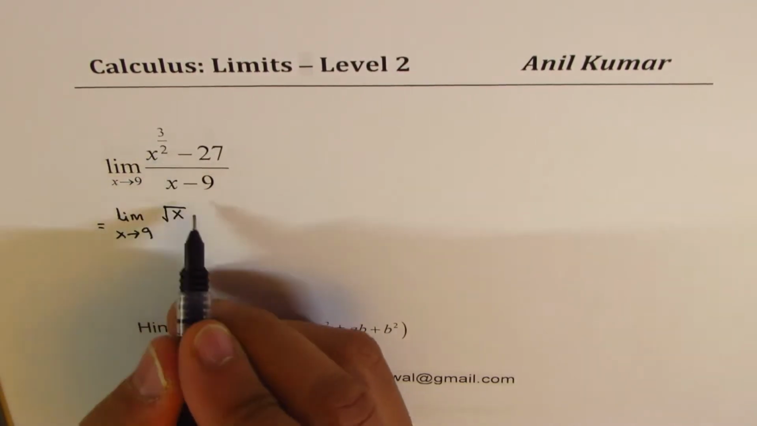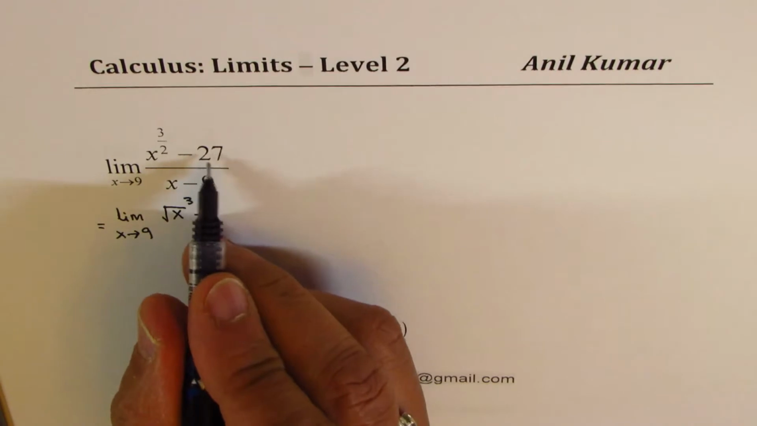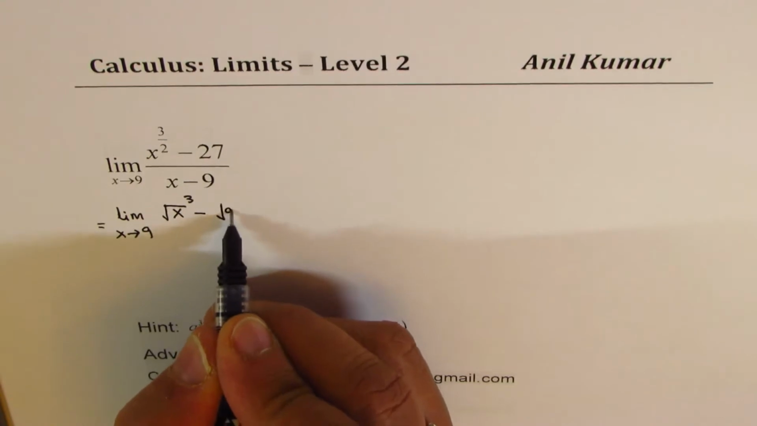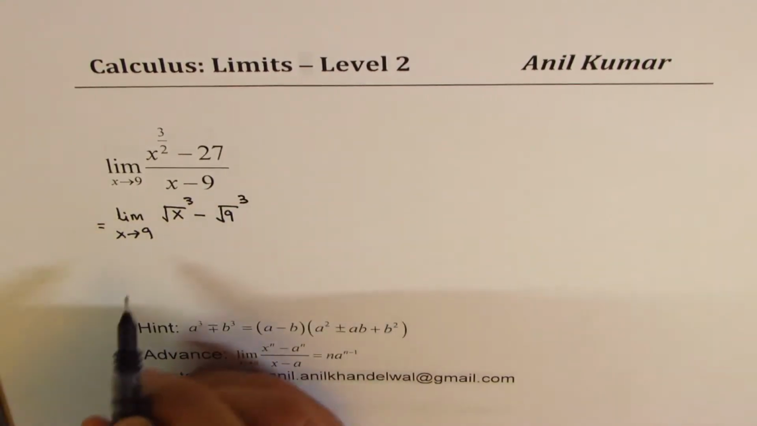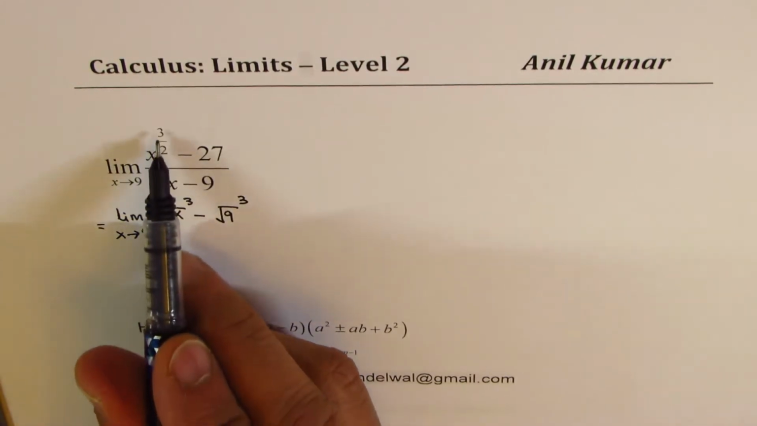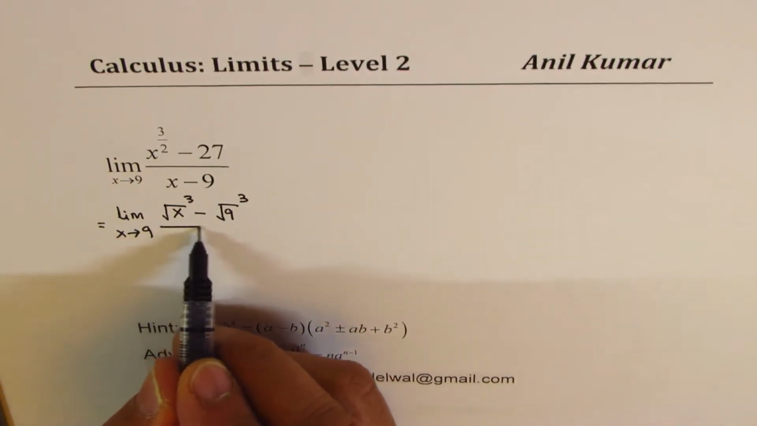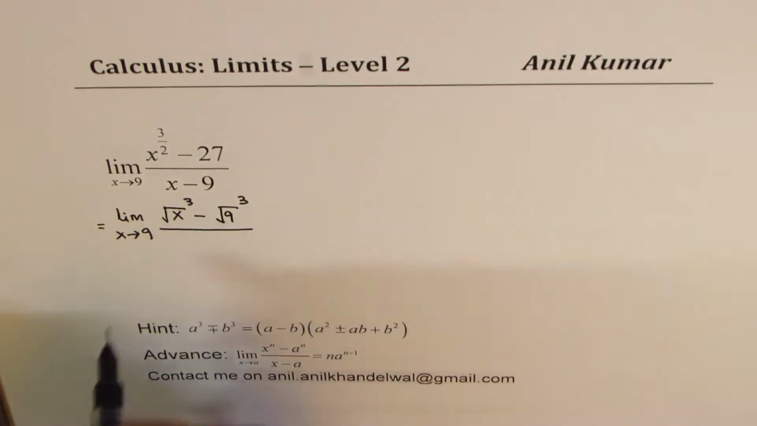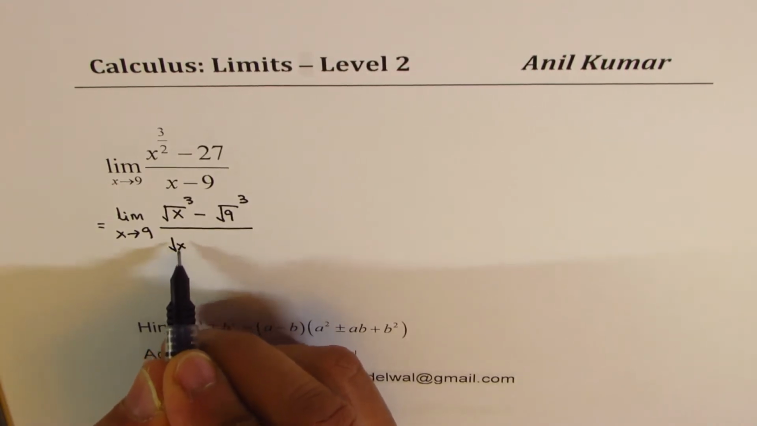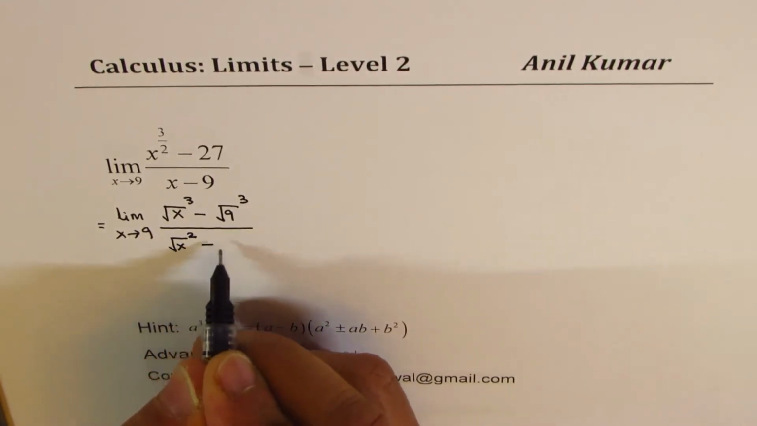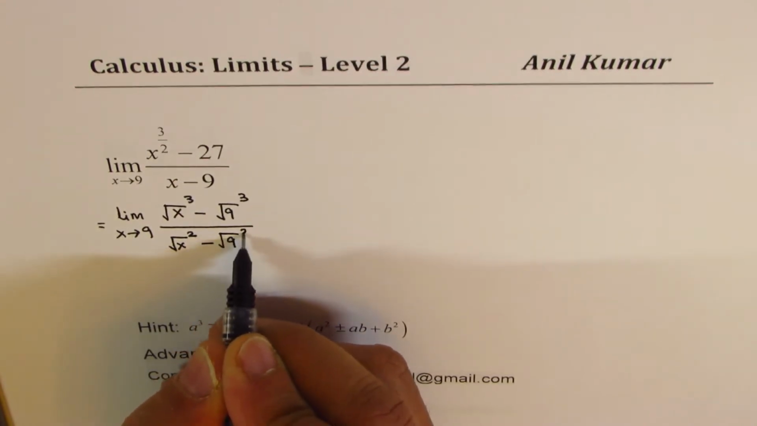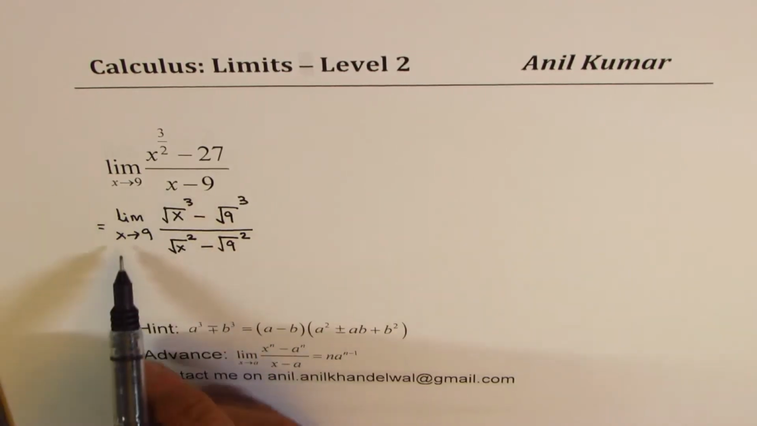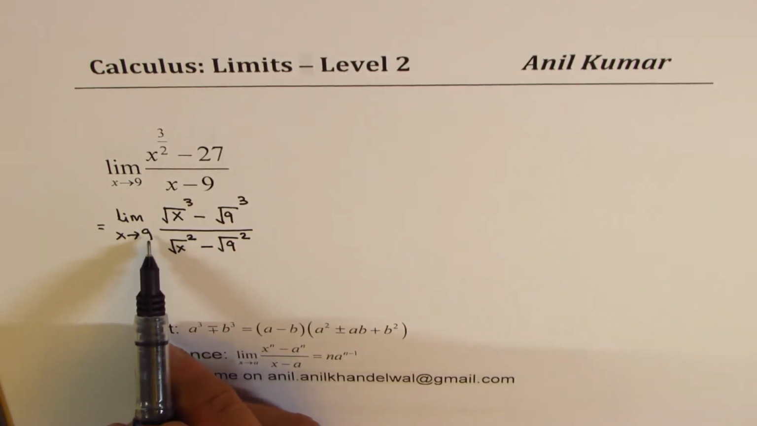right, cube minus 27 is 3 cubed, right? So I could write this as square root of 9, which is 3, and then cube it, right? So that gives me x to the power of 3 over 2 minus 27. And now we need something in square root of x and square root of 9. So I could write the denominator as square root of x whole square minus square root of 9 whole square. Now square root of x whole square is actually x, since we are approaching a positive value.